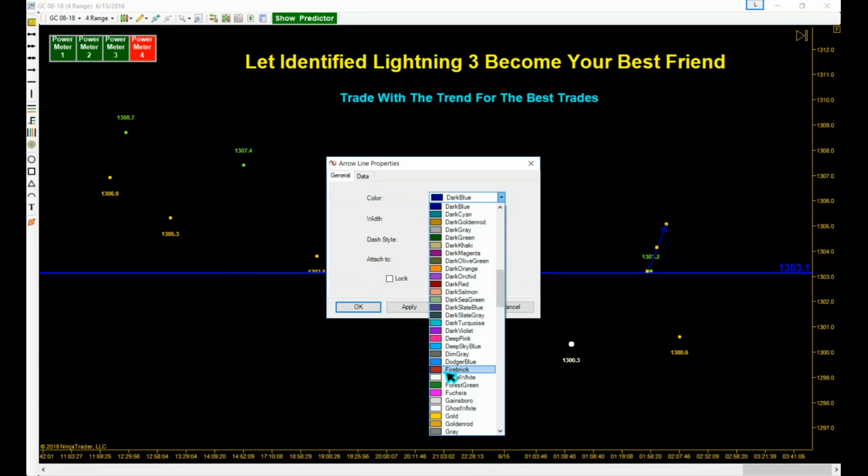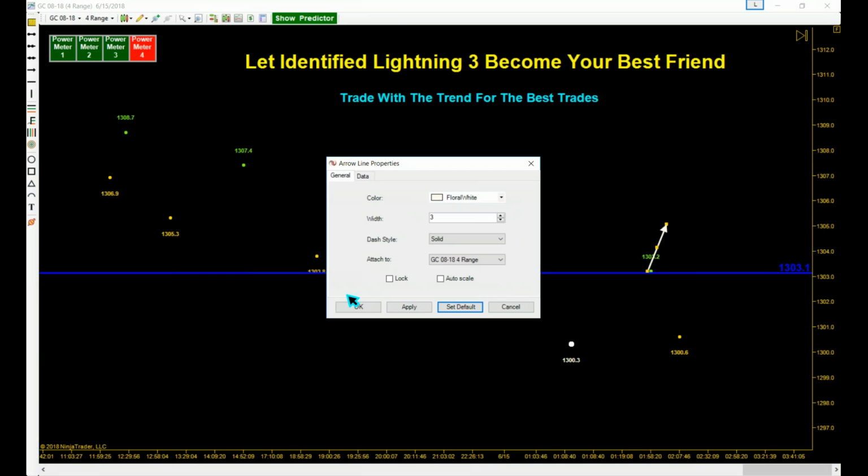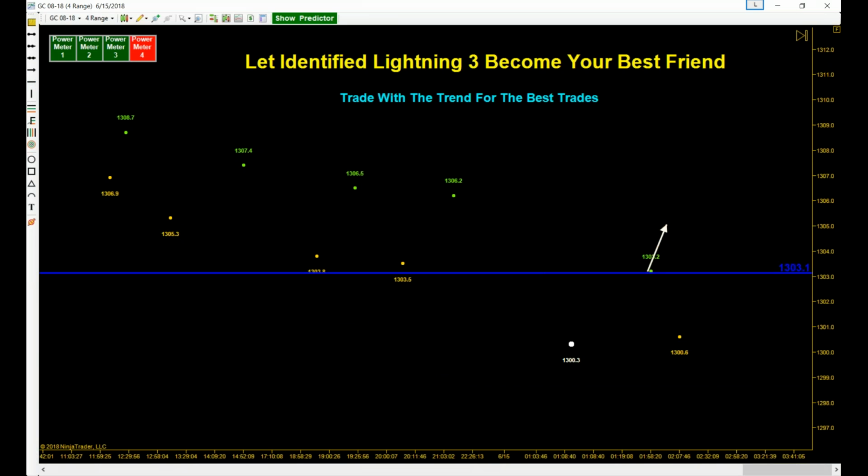Let's go ahead and let's do a white arrow on it. All right, you want it to thrust up and you want it to retrace, and then you want it to head up if it's going to head up, okay? Now, that's what you'd be looking for.